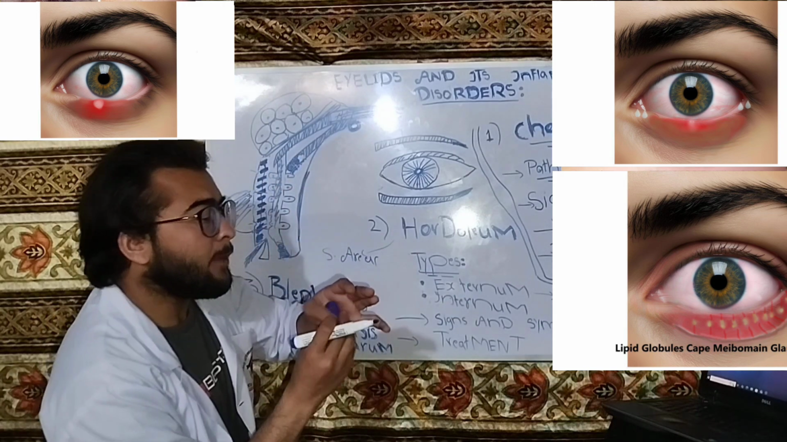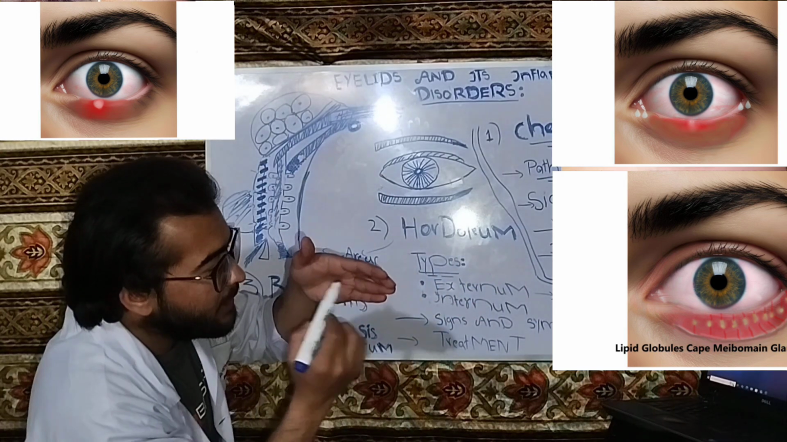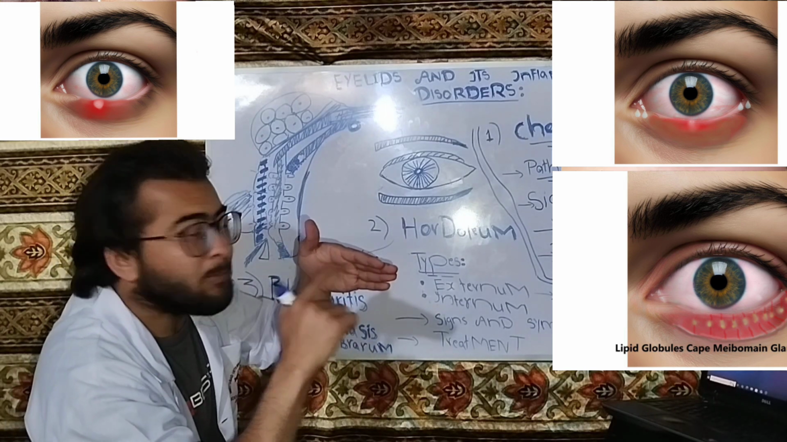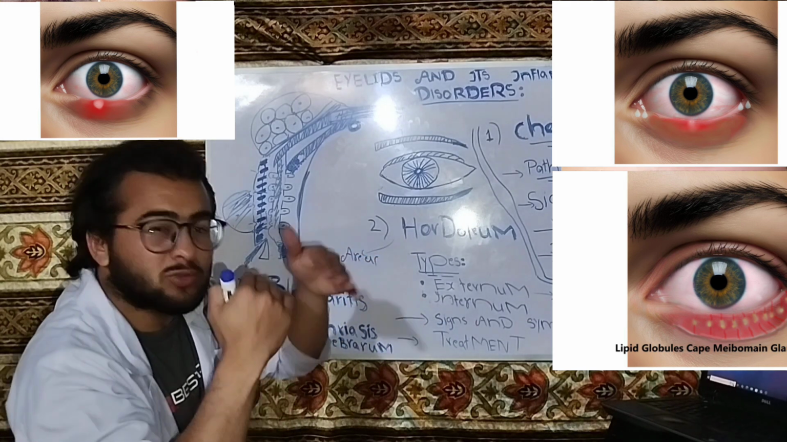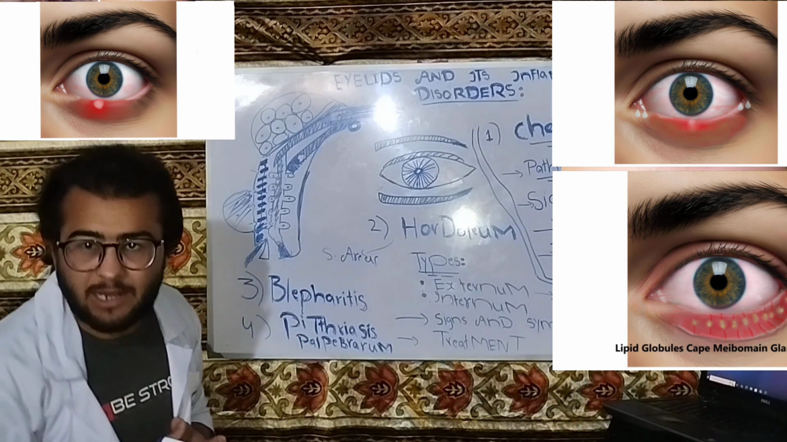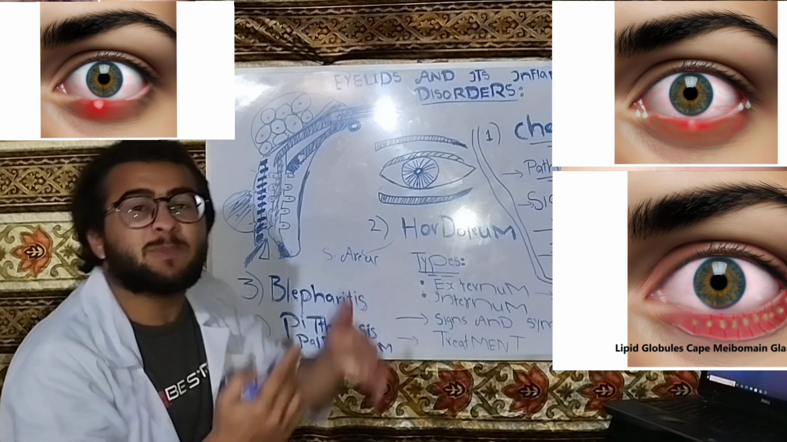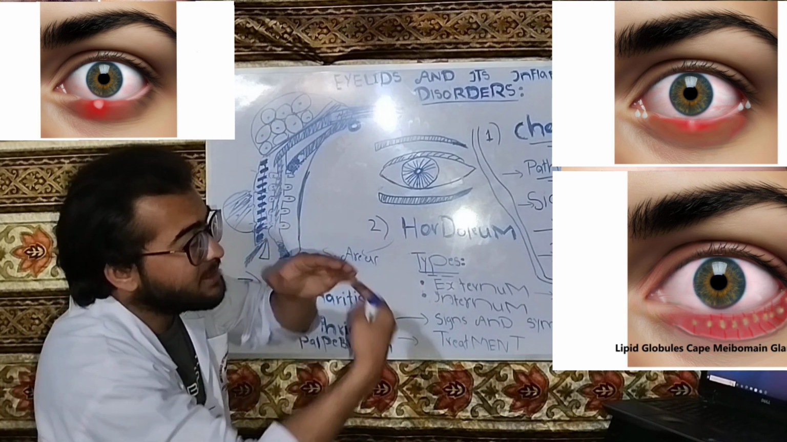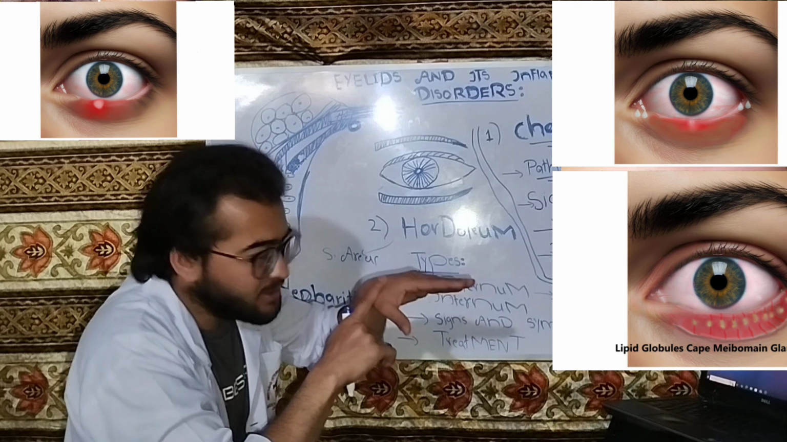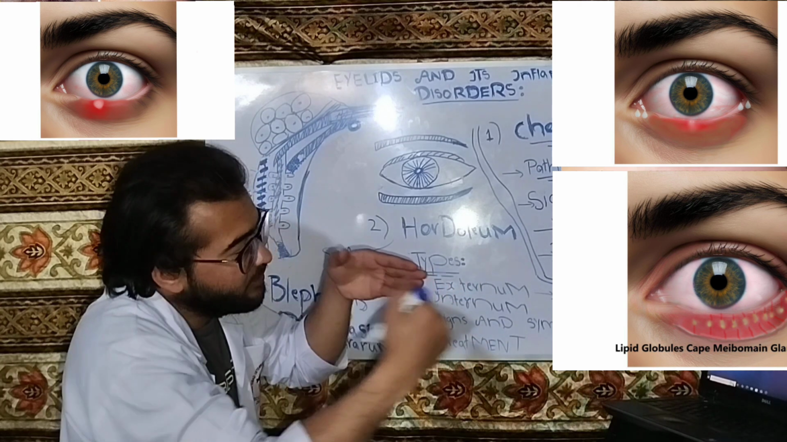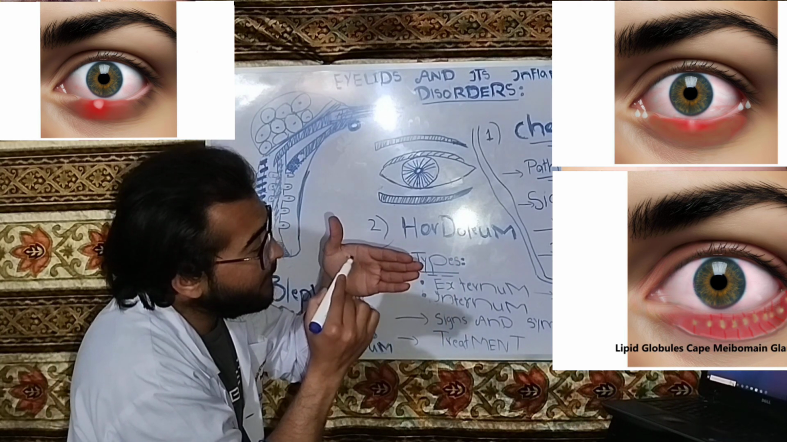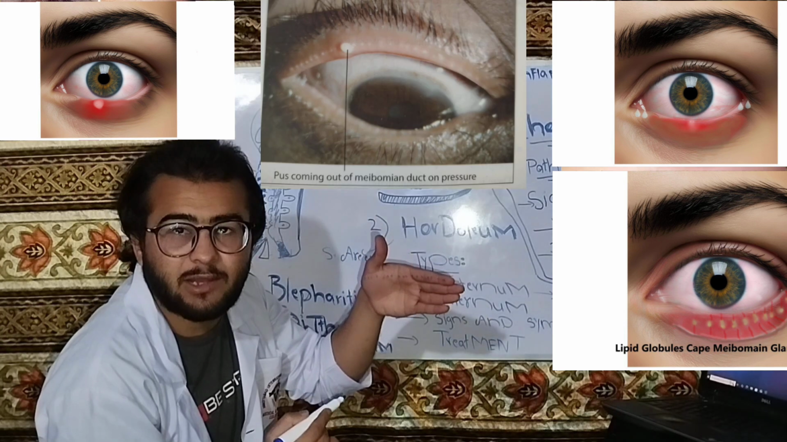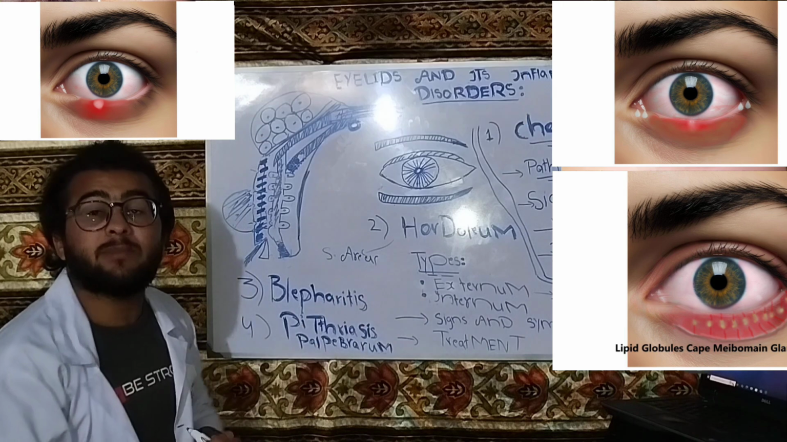And if we evert the eyelid, yellow pus will be visible through the ducts of the meibomian gland. If we massage the gland, this pus can come out. So we can confirm by massaging. If this is the lid margin and I evert it and massage it, the pus will come out through the duct of the meibomian gland. So it will confirm that it is Hordeolum internum.